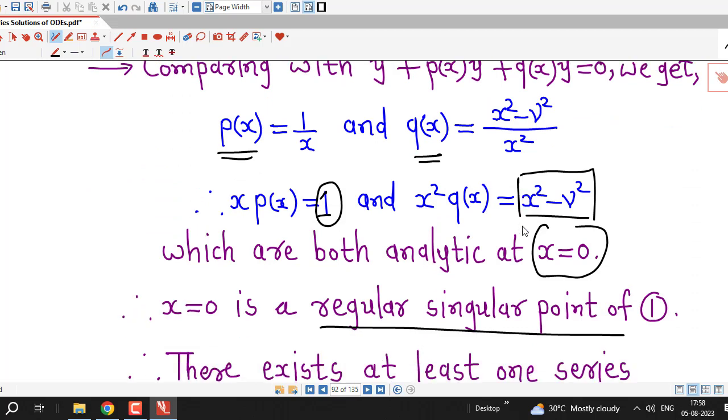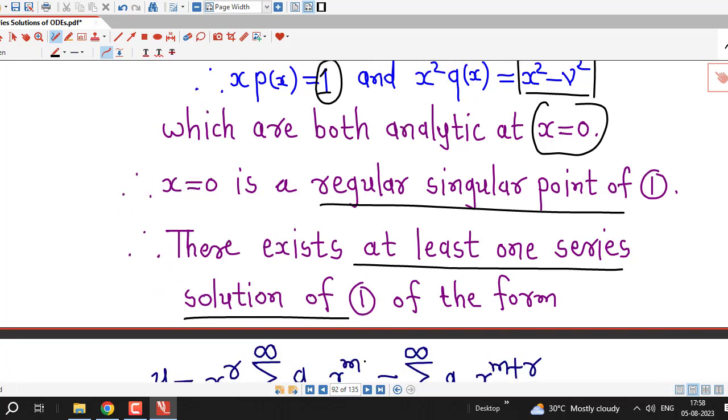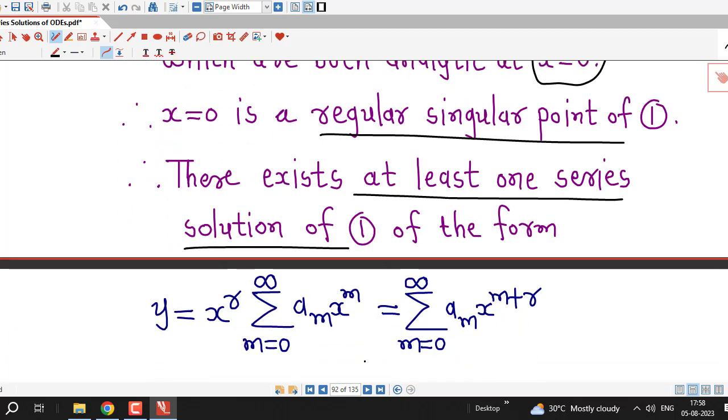Therefore by the Frobenius method we can say that there exists at least one series solution of Bessel's equation in this form: y equal to x raised to r sigma a_m x raised to m, m equal to 0 to infinity. We can rewrite this by taking x raised to r inside the summation, in this form also: sigma a_m x raised to m plus r.